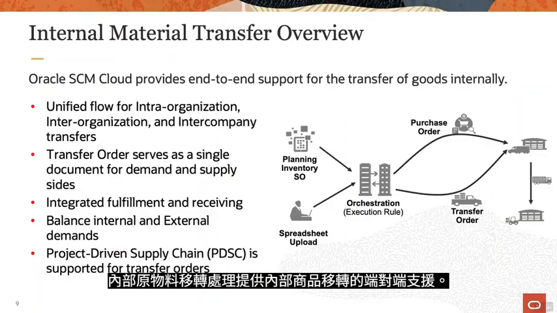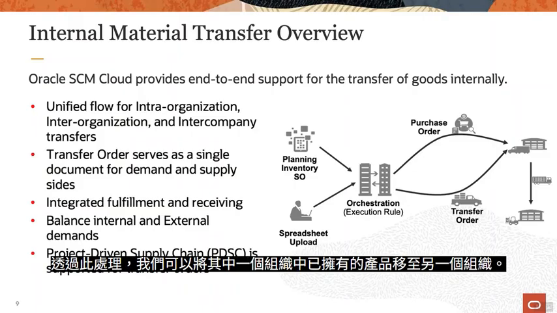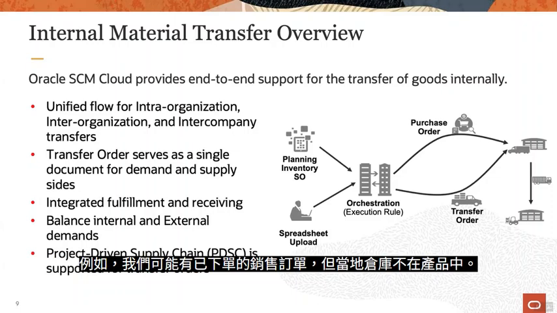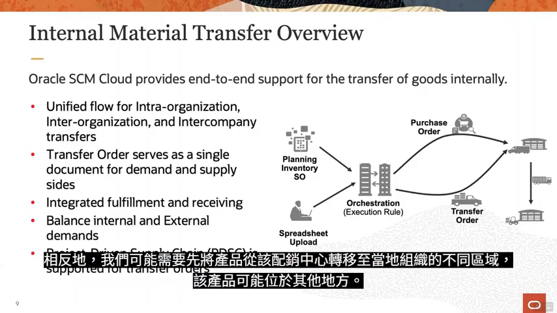The internal material transfer process provides end-to-end support for the transfer of goods internally. With this process, we're able to move product that we already own in one of our organizations to another org. As an example, we may have a sales order which was placed, but our local warehouse is out of the product.